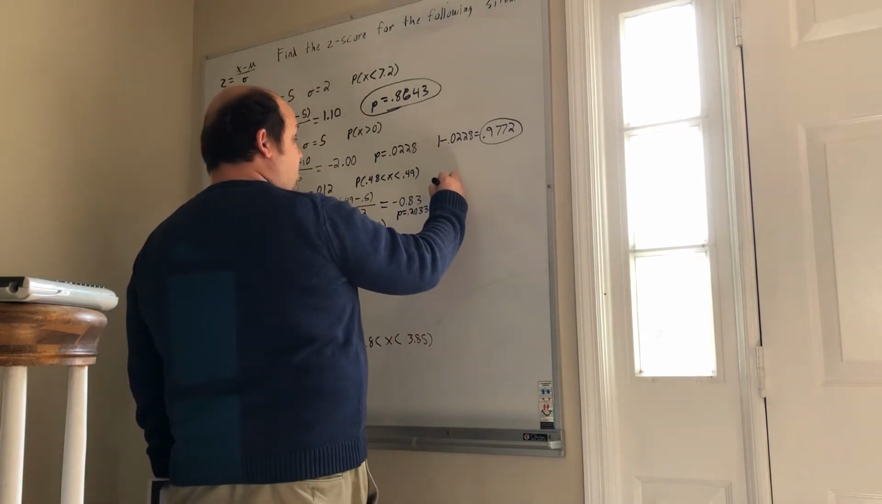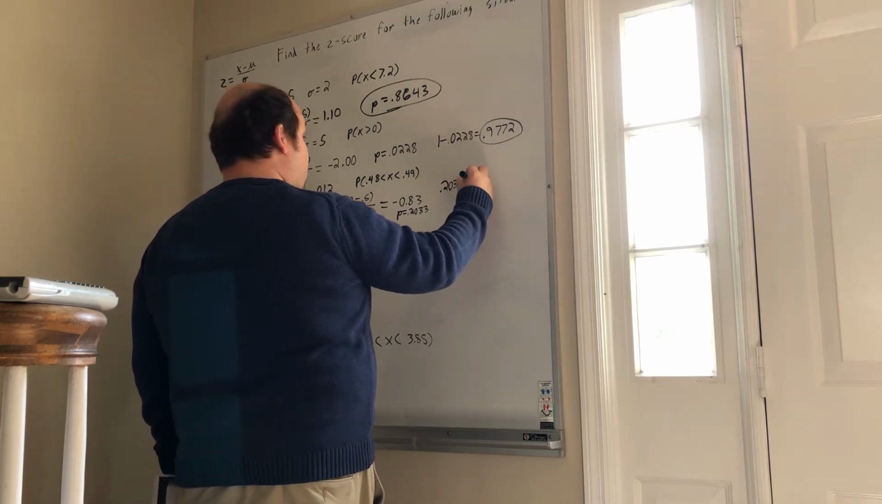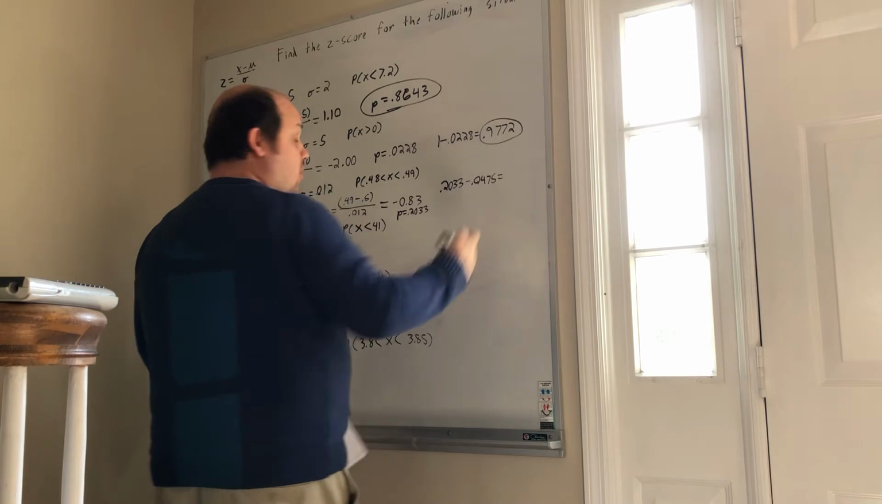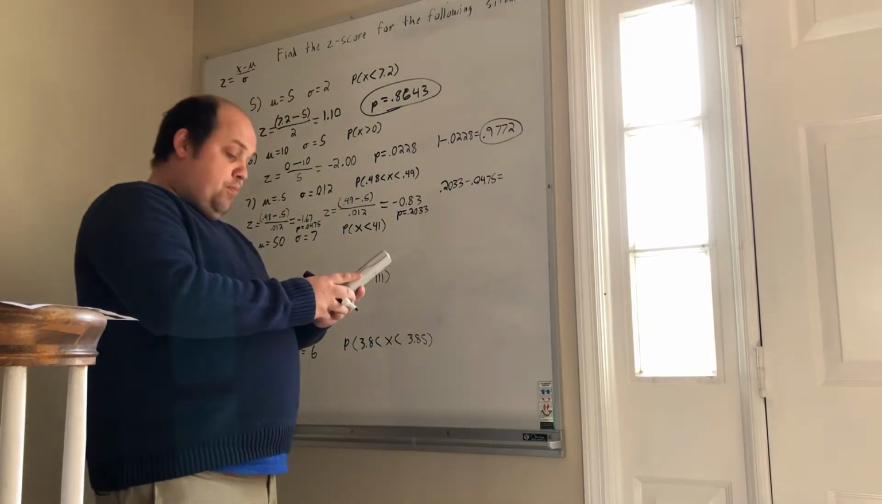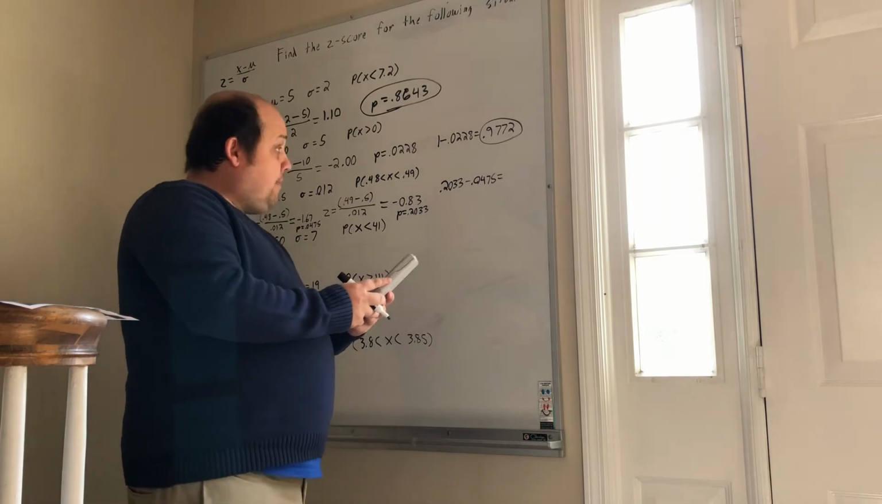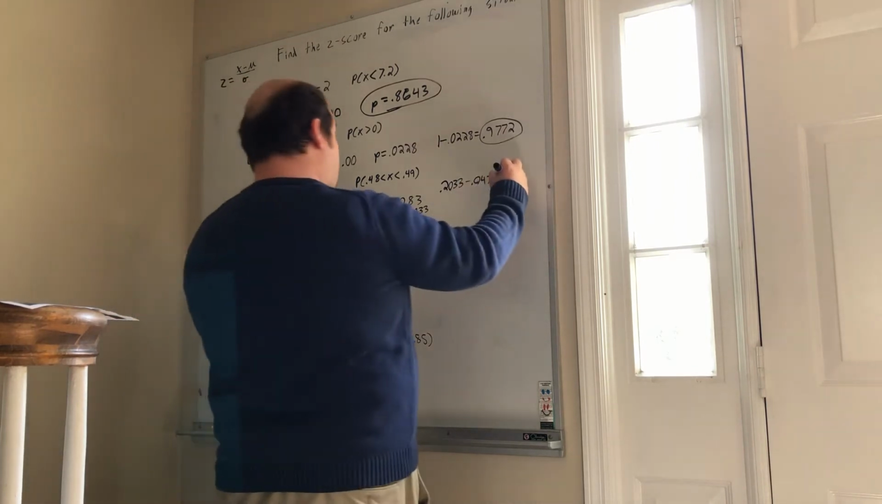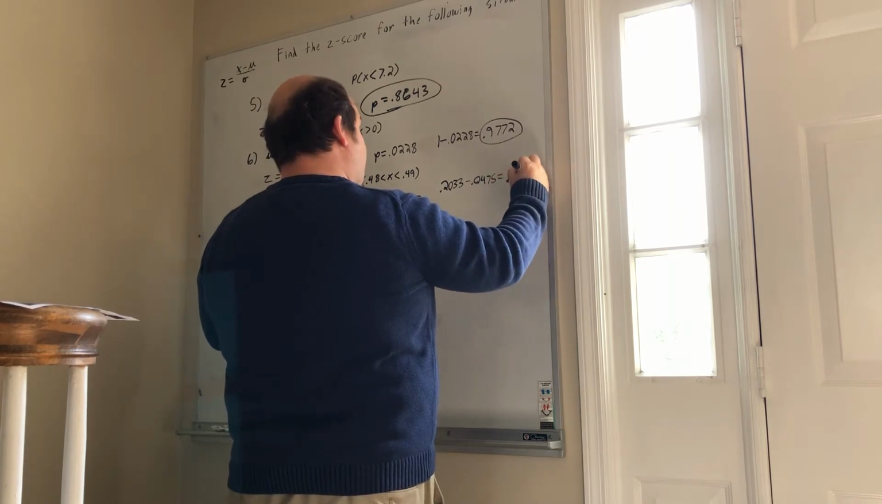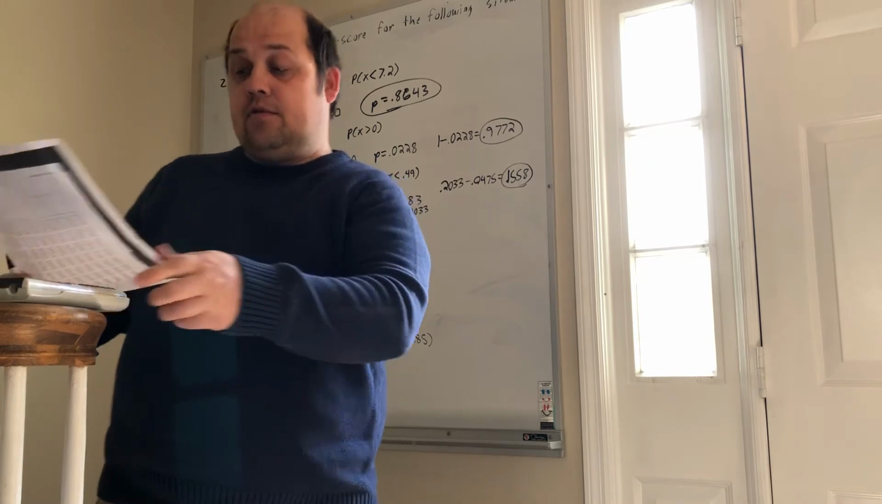Larger p-value, 0.2033, minus smaller p-value, 0.0475. When I put this into my calculator, 0.2033 minus 0.0475 gives me an answer of 0.1558, which is the correct answer to this question on the sheet.